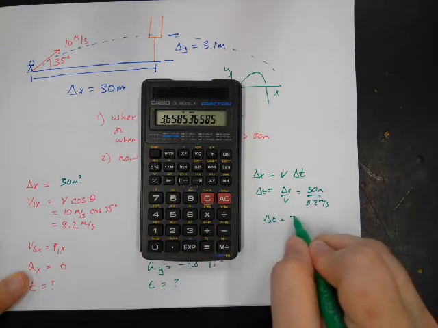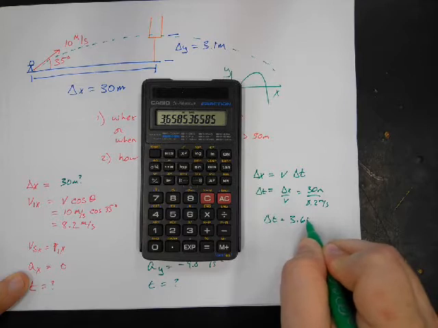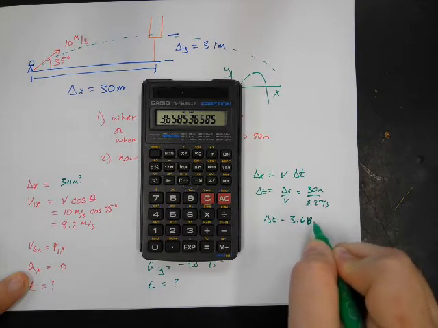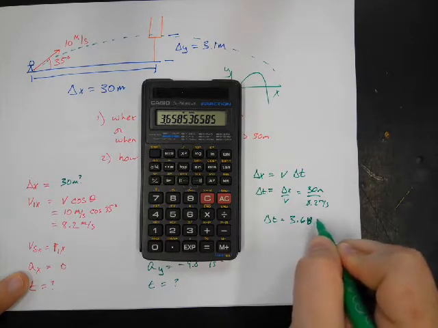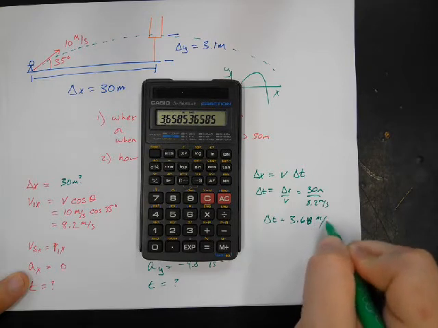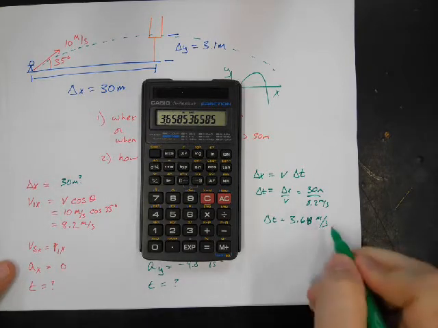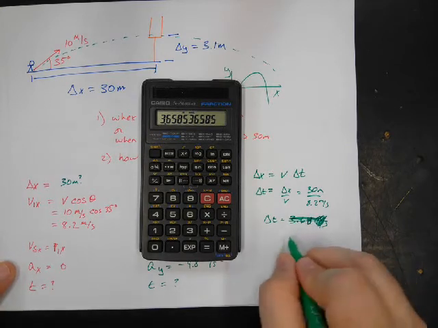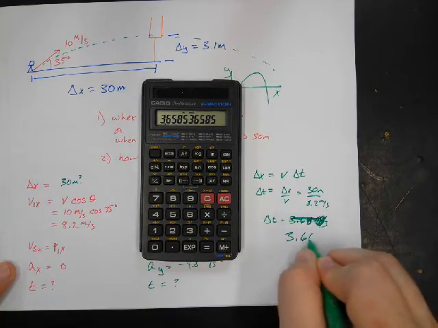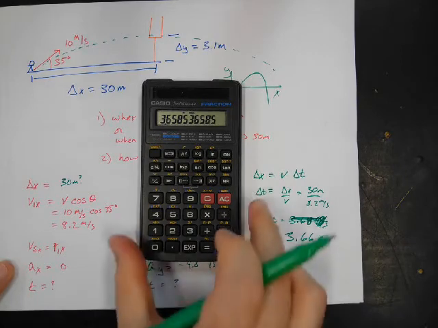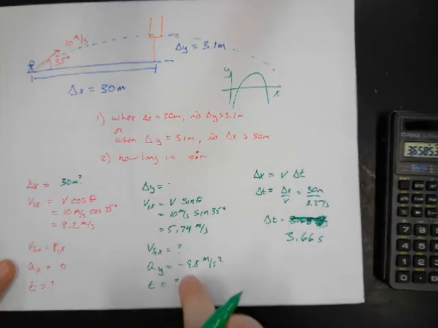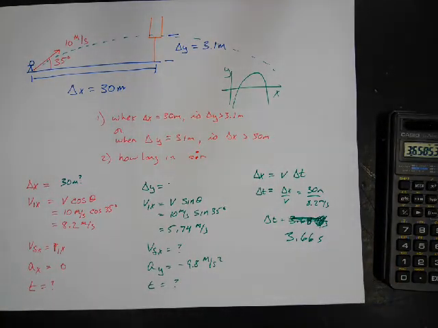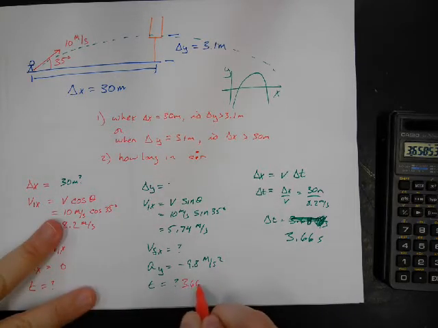We have 3.66, not 6. Why did I round the other way? Not meters per second, seconds. Let me rewrite this for clarity. 3.66 seconds. Now we can plug into this equation over here. Right, we have 3.66 seconds.